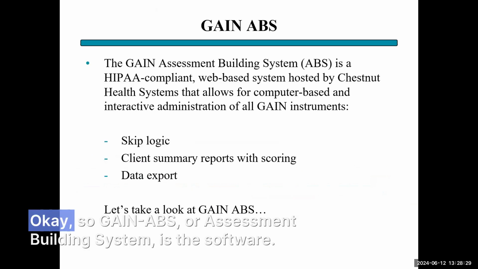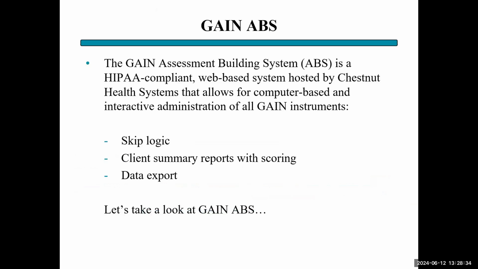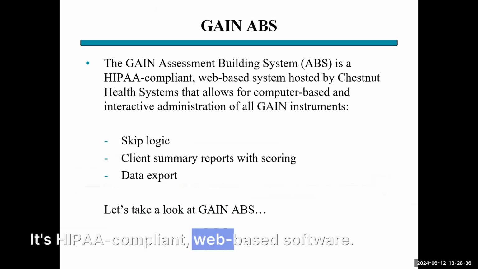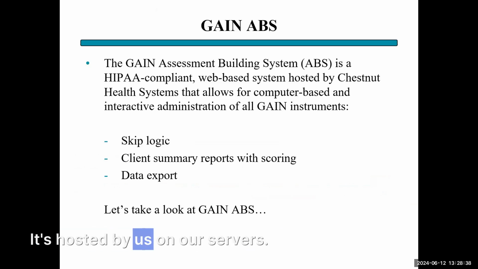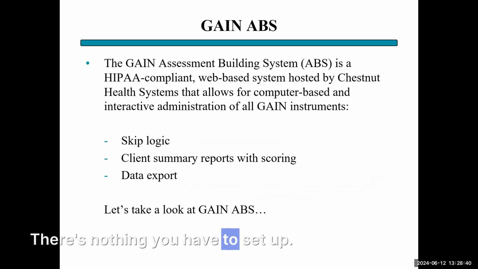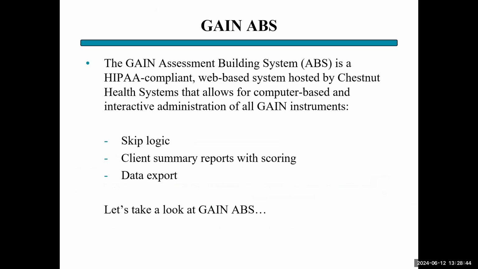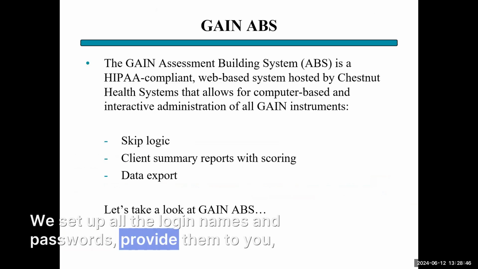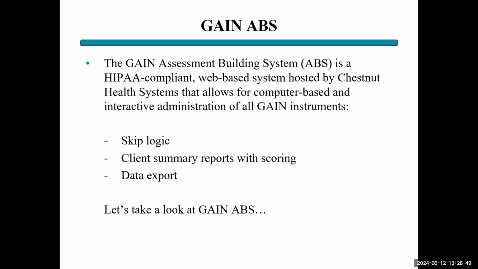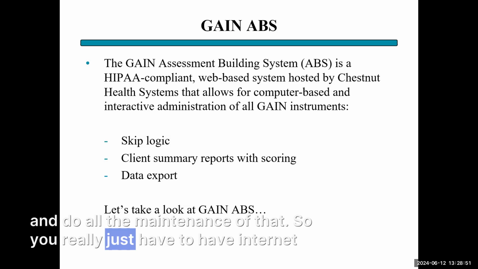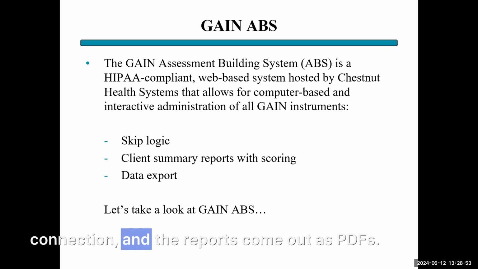Okay, so GAIN ABS, or Assessment Building System, is the software. It's HIPAA compliant, web-based software. It's hosted by us on our servers. There's nothing you have to set up. It's similar to any other website. You go in, you get a login name and password. We set up all the login names and passwords, provide them to you, and do all the maintenance of that. So you really just have to have an internet connection, and the reports come out as PDFs.